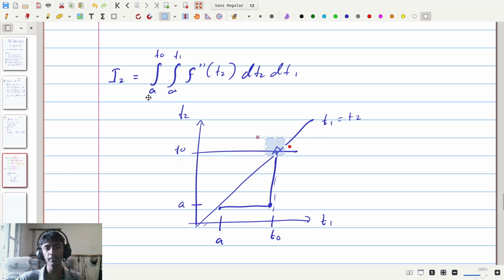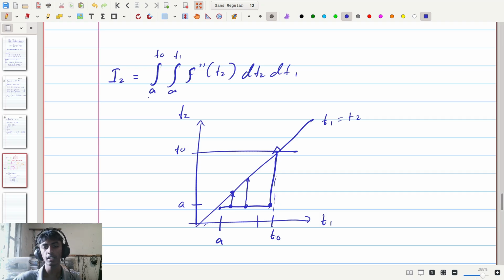So t2 is going to have its maximum value at these points here. So here what's going to happen is, t1 is going to be changed to some value along the range from a to t0, and for some particular value of t1, t2 is going to be increasing from that value of a up to the corresponding value of t1. So this is what's going to happen. When t1 is this value over here, t2 is going to be varying from that value a up to here.